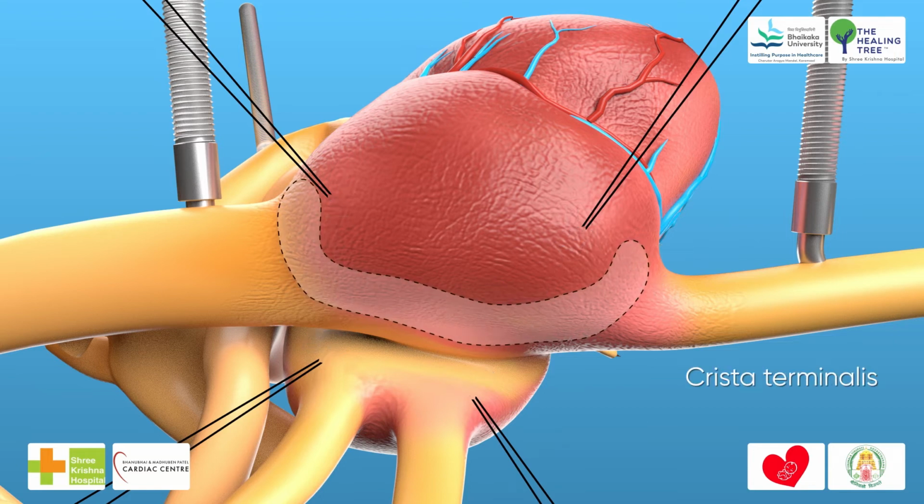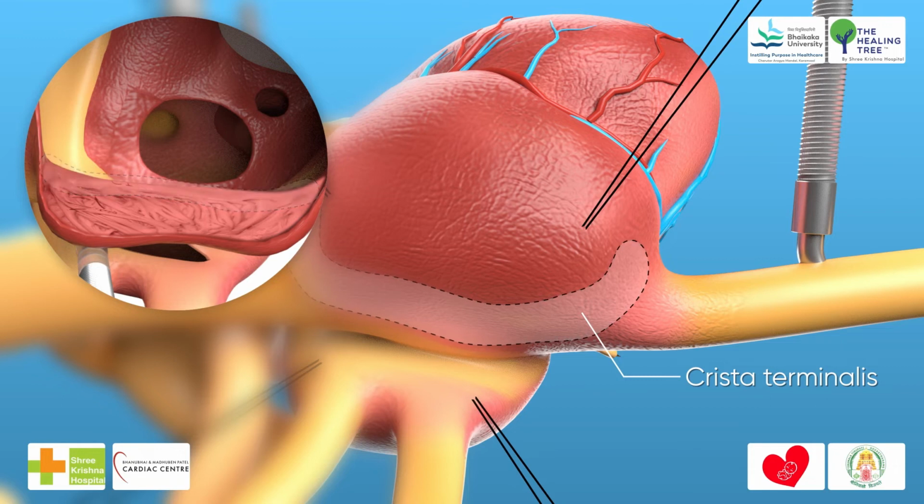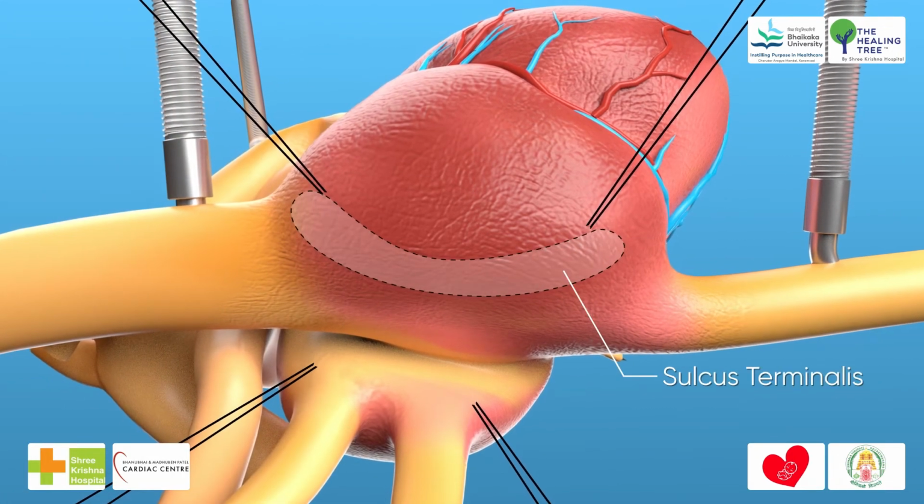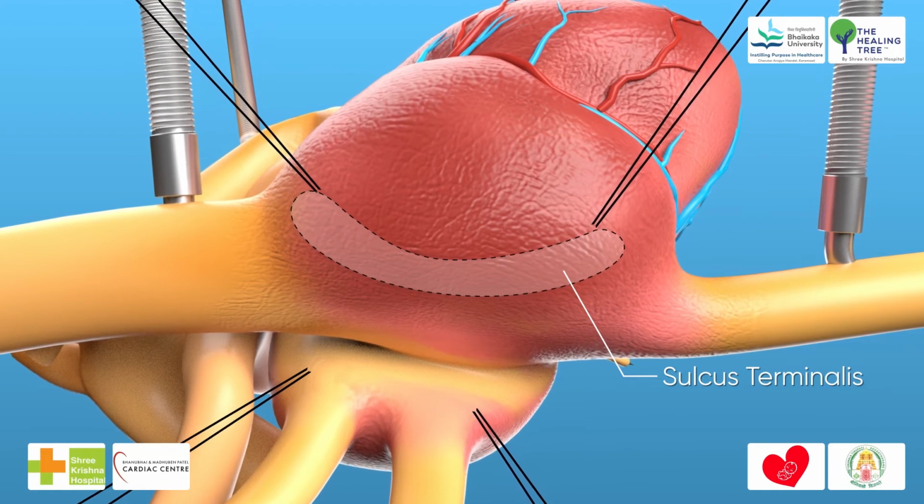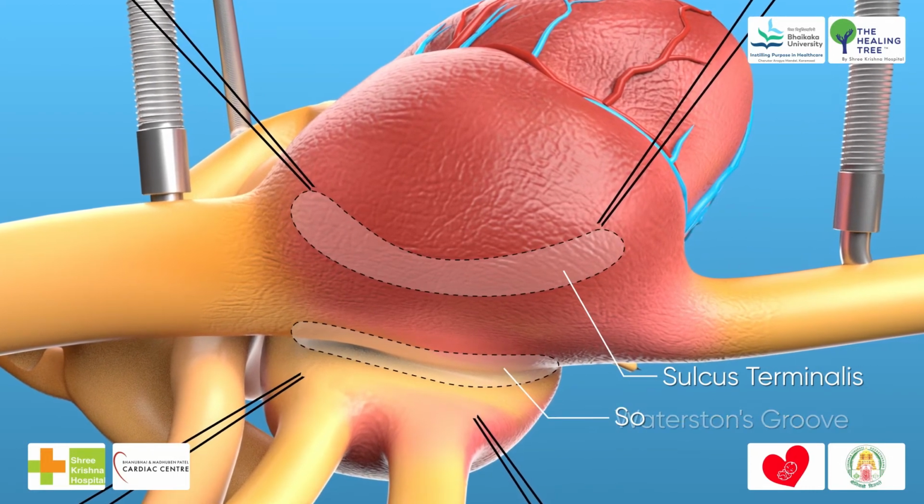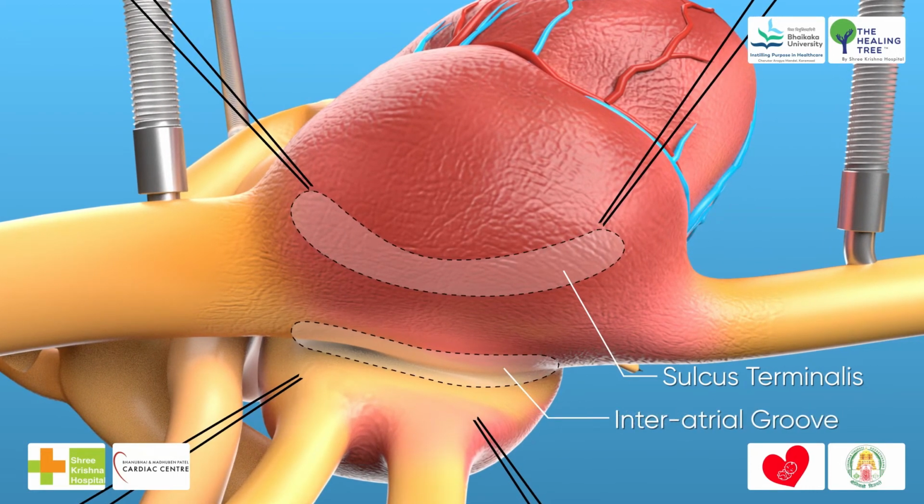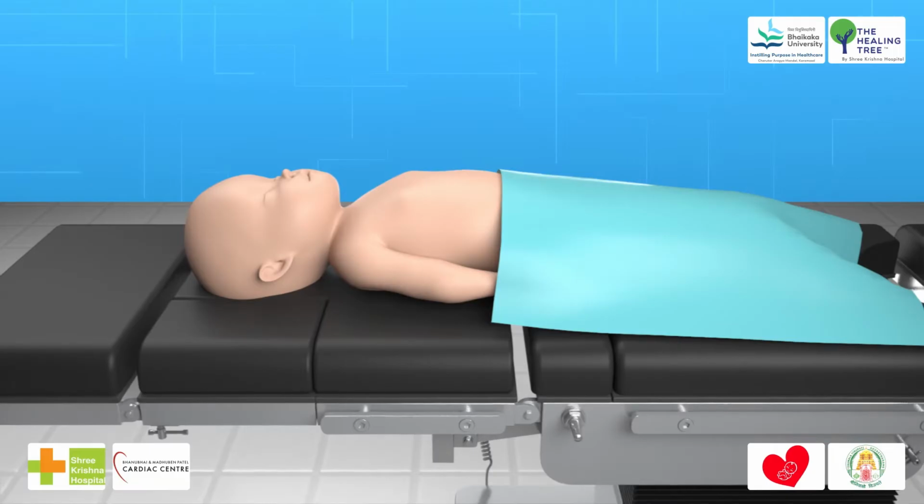The crista terminalis, or terminal ridge, is a ridge of myocardium within the right atrium that extends along the posterolateral wall of the right atrium between the orifice of the superior vena cava and the orifice of the inferior vena cava, IVC. Lateral view of the right atrium showing the sulcus terminalis and Waterston's groove, or Sondergaard's groove, or interatrial groove in the figure. 9.